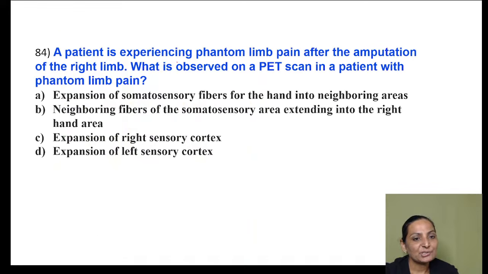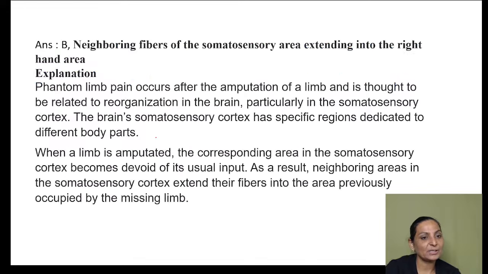A patient is experiencing phantom limb pain after the amputation of the right limb. What is observed on the PET scan in a patient with phantom limb pain? Options: expansion of somatosensory fibers for the hand into neighboring areas of the somatosensory area extending into the right hand area, expansion of the right sensory cortex, or expansion of the left sensory cortex. So the correct answer is B, that is the neighboring fibers of the somatosensory area extend into the right hand.